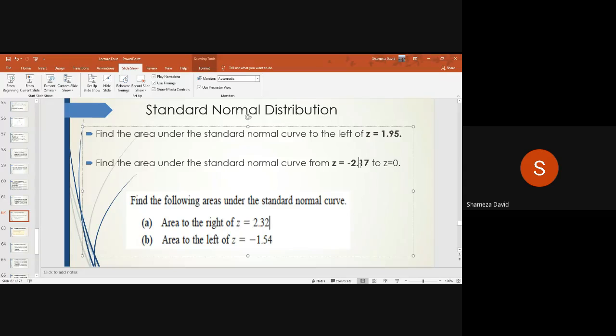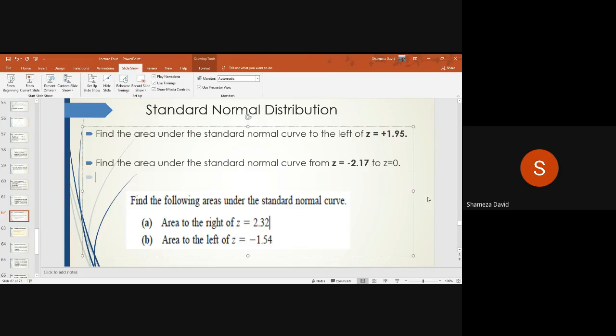So a value of Z negative 2.17 means that it's 2.17 standard deviations away from the mean, but on the left side of the mean. Positive values are on the right side of the mean, whereas negative values are on the left side of the mean. In finding any area on the normal distribution curve, we first have to see what sign is in front of the value, which tells us what side of the curve we're looking at, and then how far away.